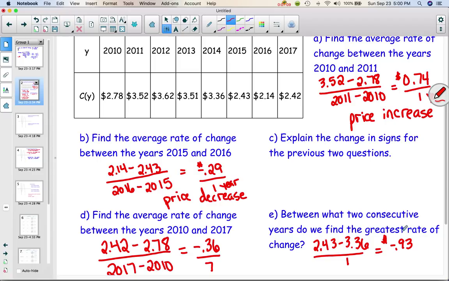Now, even though I said the greatest rate of change, it could be a positive or it could be a negative. We see the greatest difference. Remember, a rate of change is a difference. So between 2014 and 2015 is when we see that greatest change, the rate of change.